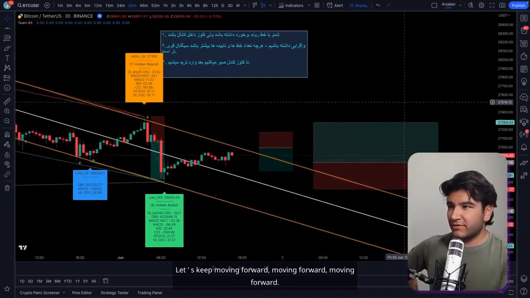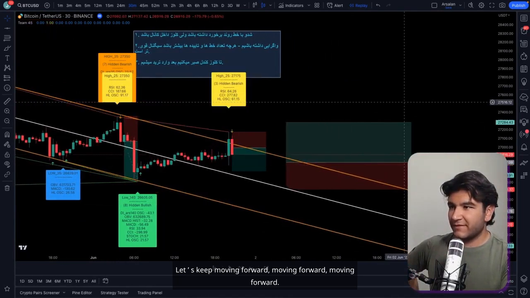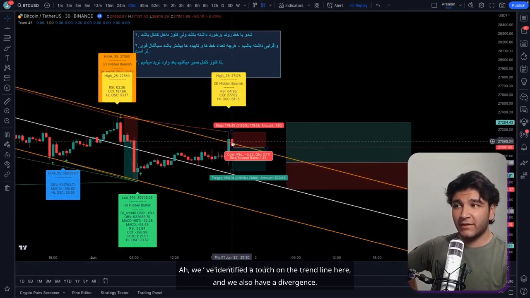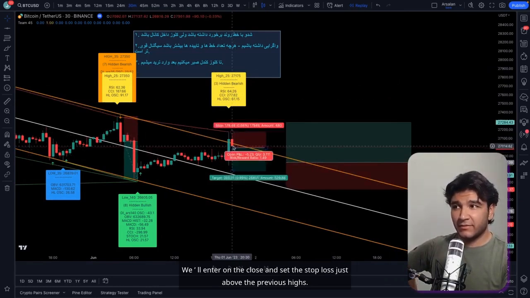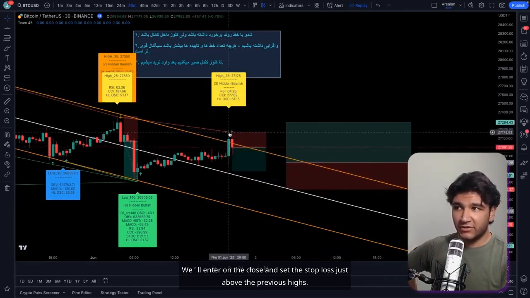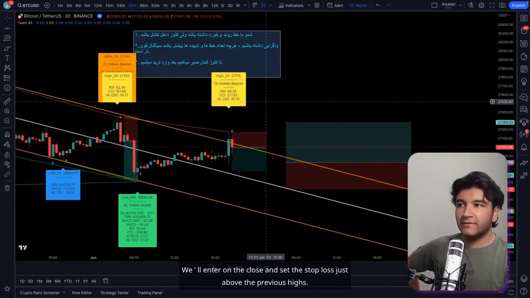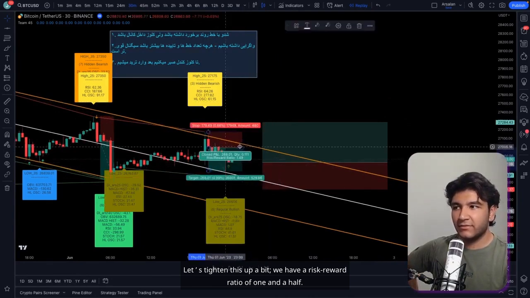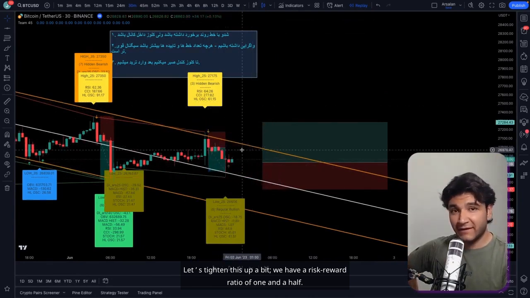Let's keep moving forward. We've identified a touch on the trend line here, and we also have a divergence. We'll enter on the close and set the stop loss just above the previous highs. In just 2 seconds, it comes in and hits. Let's tighten this up a bit. We have a risk-reward ratio of 1.5.